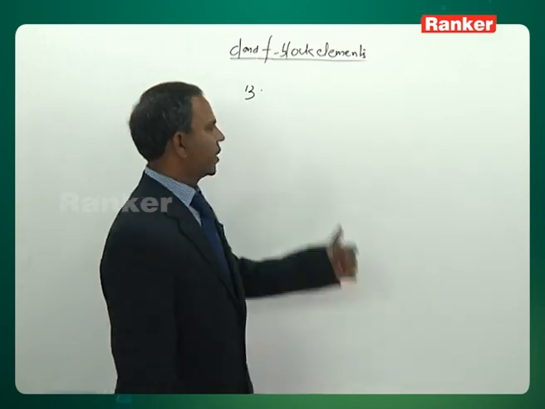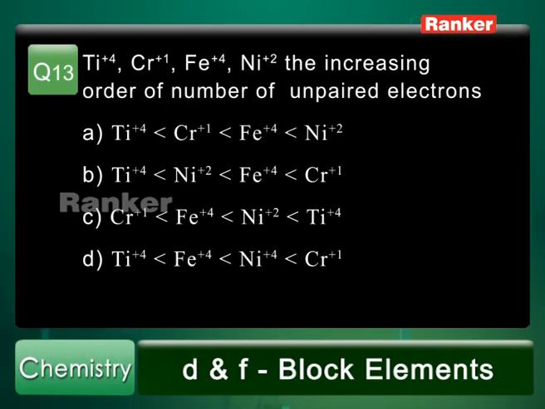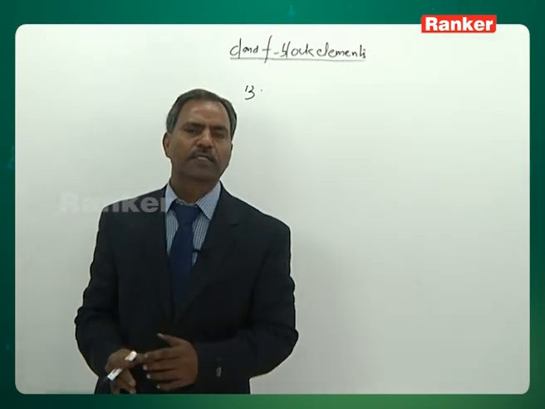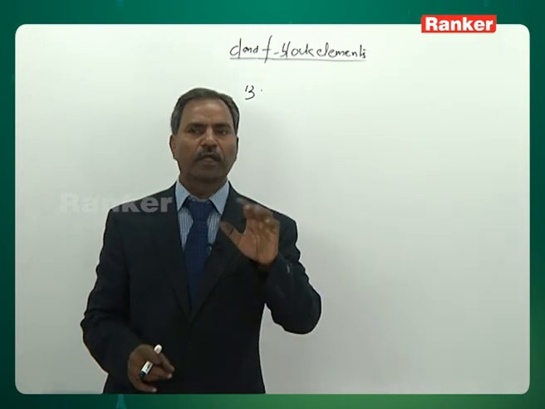Coming to question number 13: titanium plus 4, chromium plus 1, Fe plus 4, nickel plus 2. The increasing order of number of unpaired electrons. If you see all the options A, B, C, D, you will get confused. Don't see the options first. First see the question and the number of unpaired electrons in each. First let us calculate ourselves, then go for the answers. It will be easy, and without any confusion you can answer it.